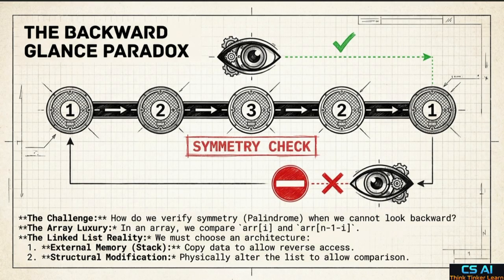We must choose an architecture that allows for a backward comparison. This leaves us with two main choices. Number one, external memory or a stack. We copy data to an external structure to allow reverse access. Number two, structural modification. We physically alter the list itself to allow for comparison, then restore it.